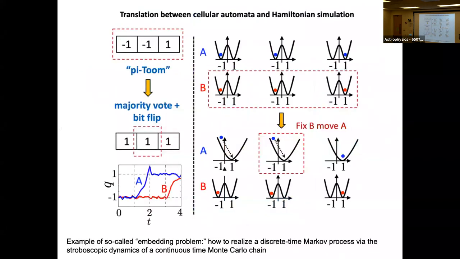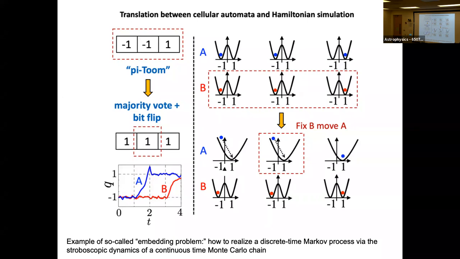In fact, this particular question is a constrained example of a much broader question called the embedding problem, where people ask how to embed or realize a discrete time Markov process via the stroboscopic, periodically driven dynamics of a continuous time Markov chain. And here's a very simple example of how we could do it. It's not particularly clever, the first one that we came up with, but we imagine that we want to do this anti-majority vote that's corresponding to the Pi-2 model.